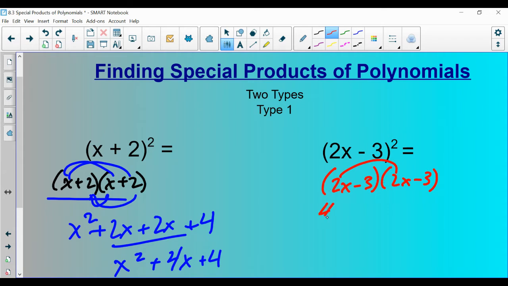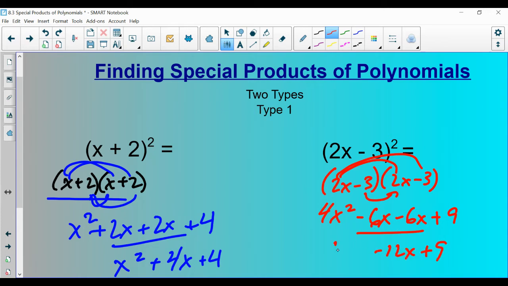2x times 2x is going to give you 4x squared. That's first times first. Outside times outside, you have to do 2x times negative 3. So you do the 2 times the negative 3, giving you negative 6, and then there's 1x with that. Here you have negative 3 times 2x. Negative 3 times 2 is also negative 6, and then we have 1x there. And negative 3 times negative 3 is positive 9. Looking to combine your like terms here, negative 6x and negative 6x make negative 12x. So we have 4x squared minus 12x plus 9.